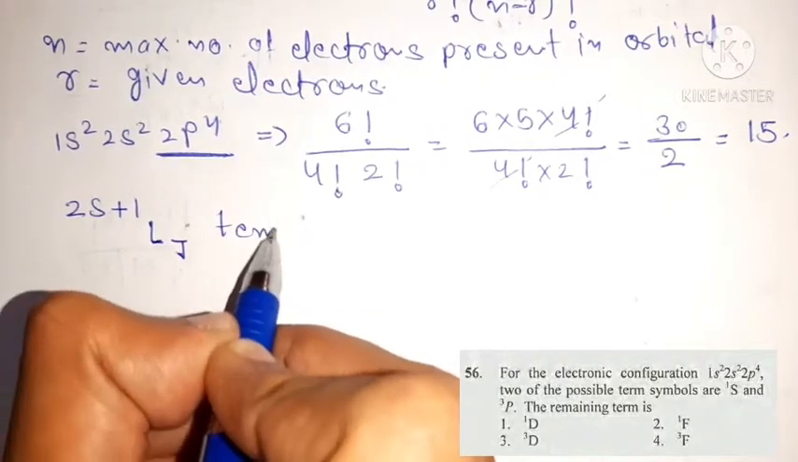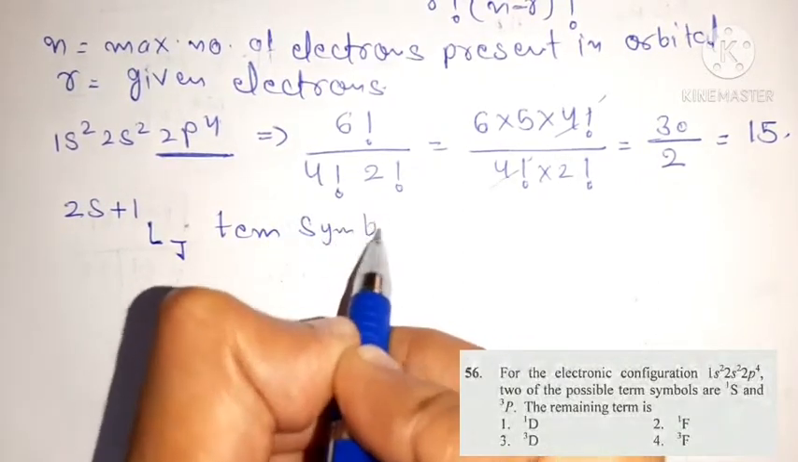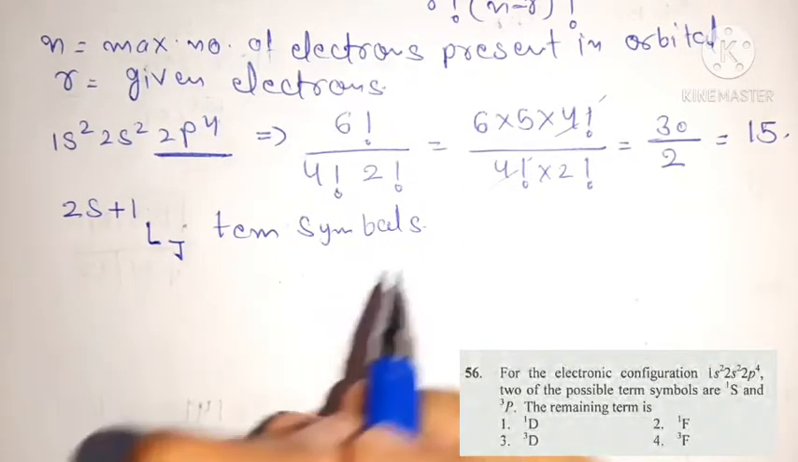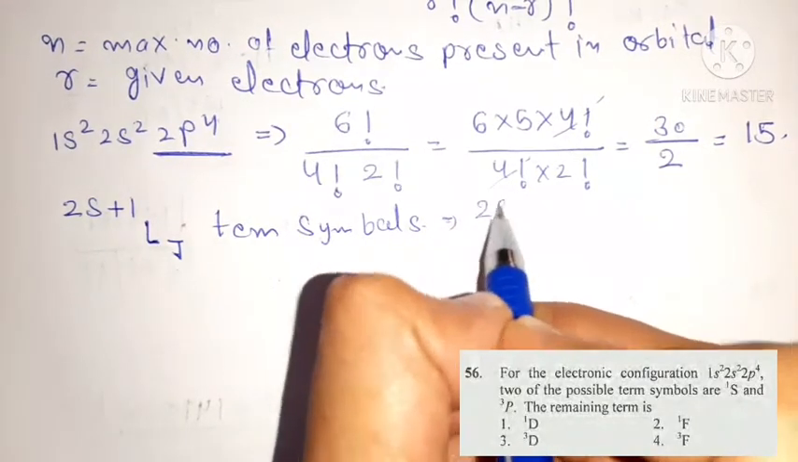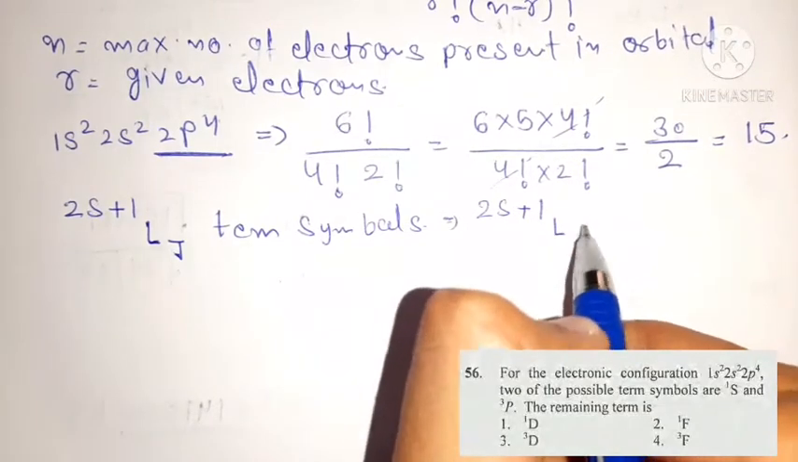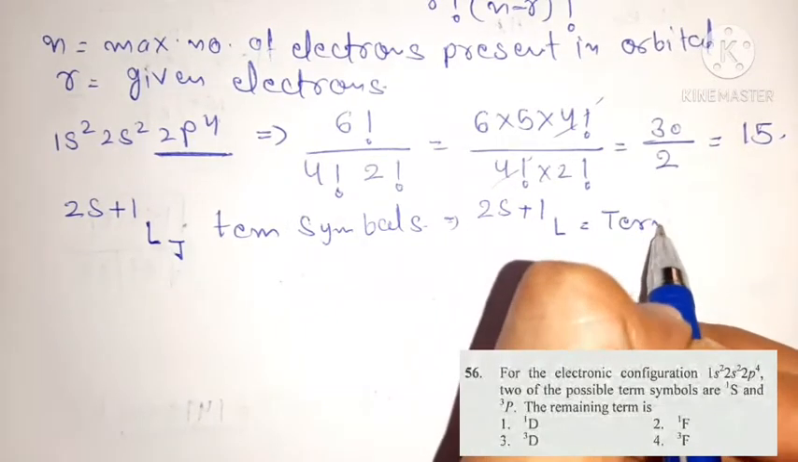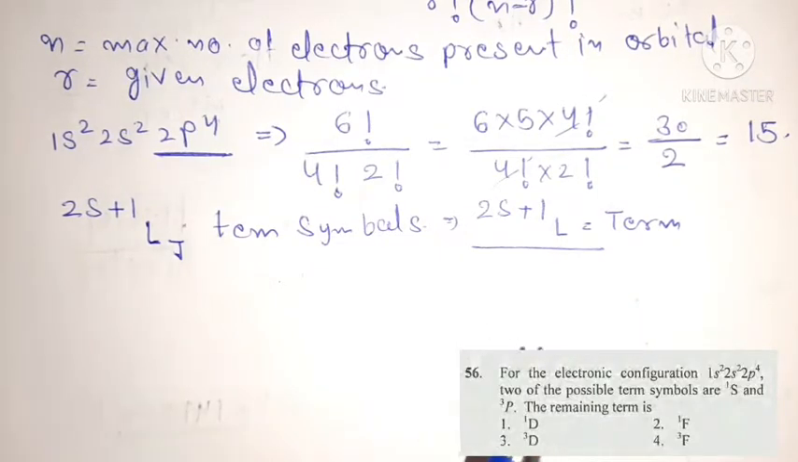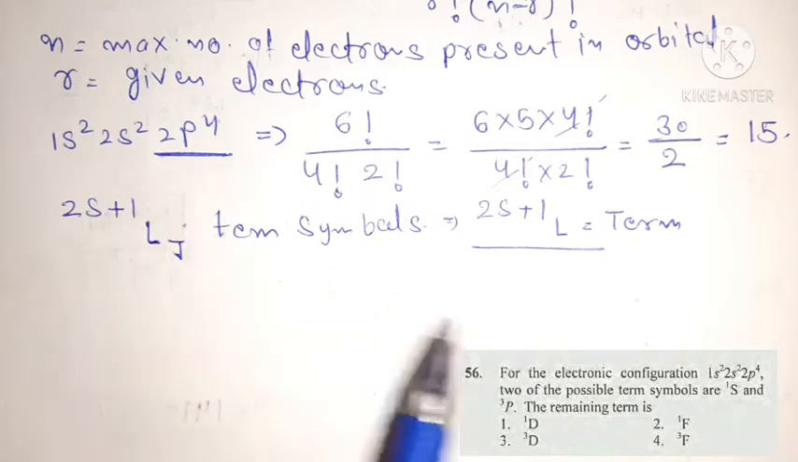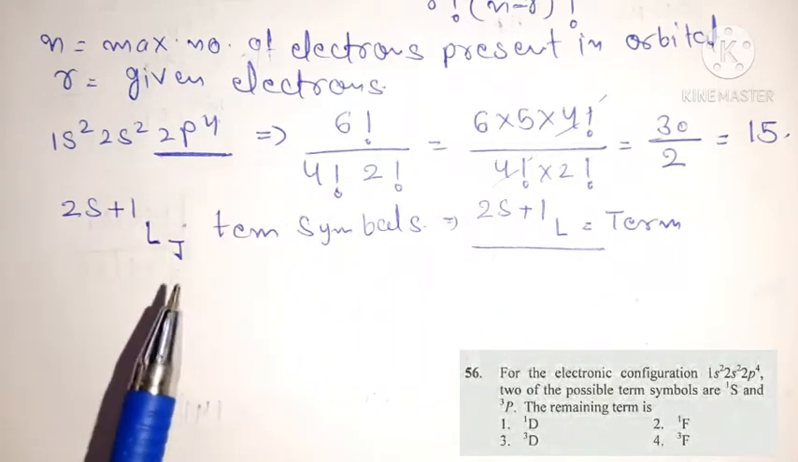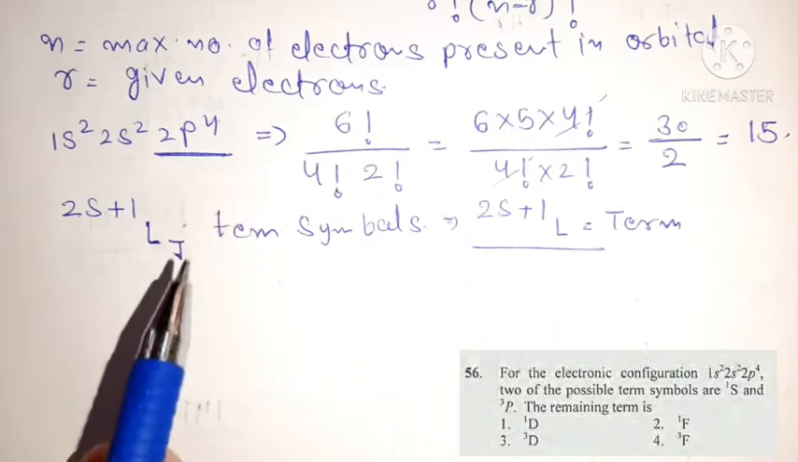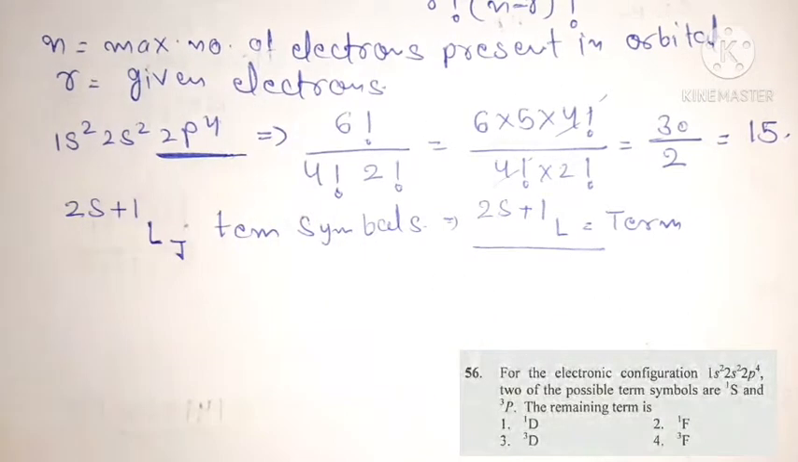Okay, and in this formula the 2S plus 1 into L is known as term. This is known as term. 2S plus 1 into L is known as term. Okay, and you know very well that total number of microstates will consist of all terms which will be present for your electronic configuration.